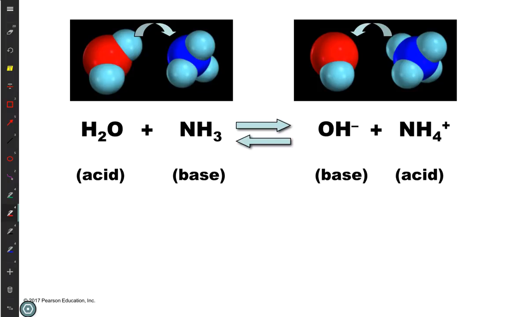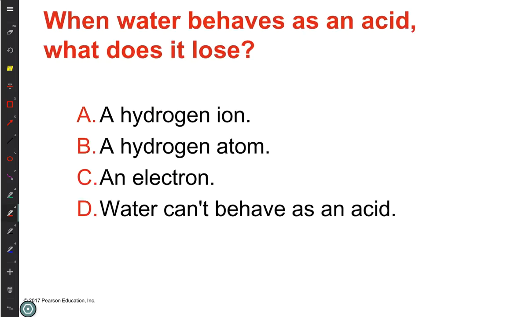Now, if you were taking a higher level chemistry class, we learned that it doesn't have to be just a hydrogen. It's a positive ion donation is what really would be the acid. But for our level, it works fine. Just talk about these. So our first clicker question. When water behaves as an acid, what does it lose?